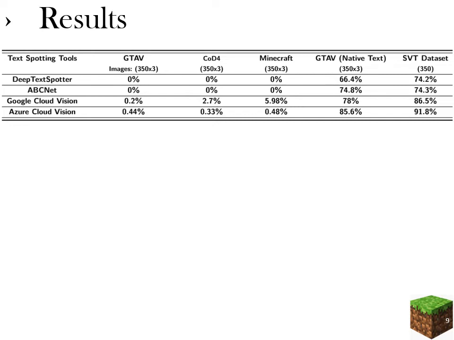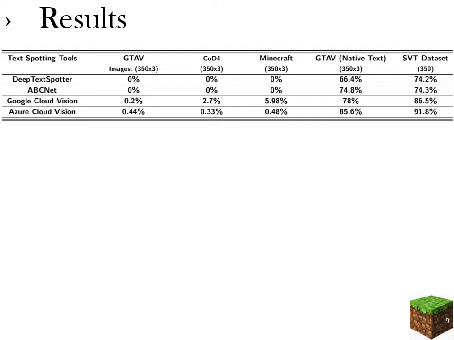Google Cloud Vision does better. It goes up to almost 6% for the case of Minecraft, but otherwise the performance is still negligible. But on the other hand, if you look at the last 2 columns, the native text within Grand Theft Auto 5 performance is pretty good. It goes up to 85.6% for Azure Cloud Vision. And for the very last column, on the original SVT data set, Azure Cloud Vision goes up to 91.8%. It recognizes most of the words, almost all the words.